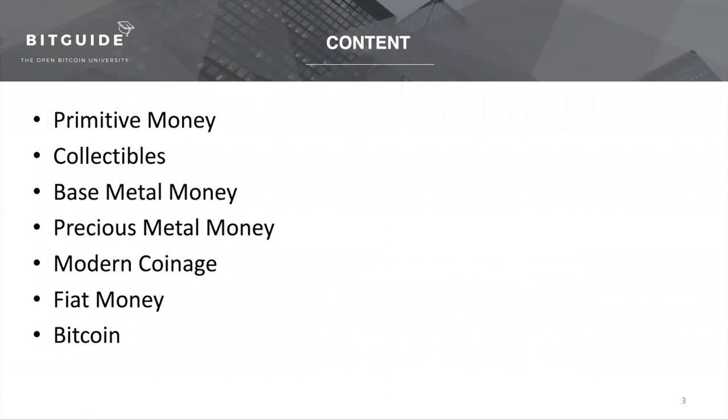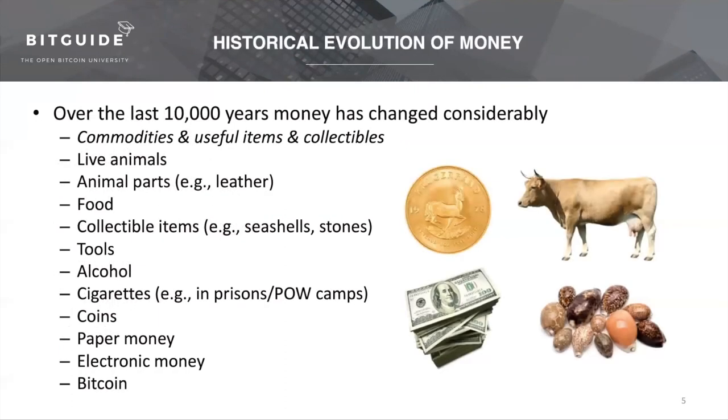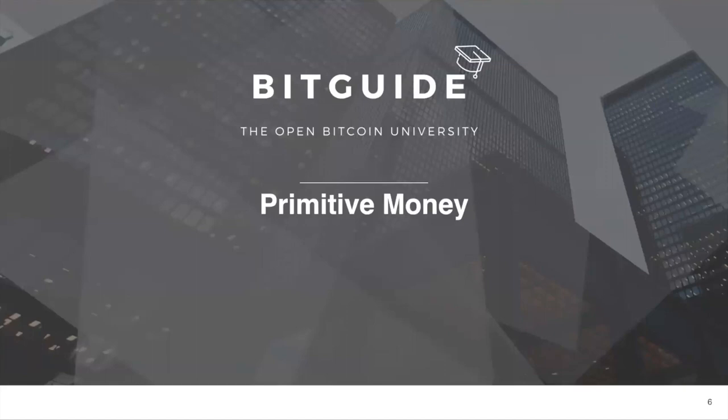So we will cover primitive forms of money, collectibles, base metals, precious metals, modern coinage, and move on to fiat and Bitcoin later. Over the last 10,000 years, money has changed considerably. We have tried many things that failed and have converged to different forms of money over time based on our experience. So people have tried commodities, useful items, collectibles, like live animals, food, seashells and stones. Others have tried tools. In some cases, people have used alcohol and cigarettes as money. But over time, we have converged towards coins, and later paper money, and later electronic money, and much more recently, Bitcoin. So let's start from primitive money.